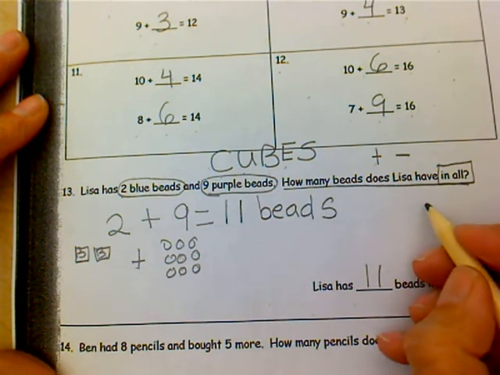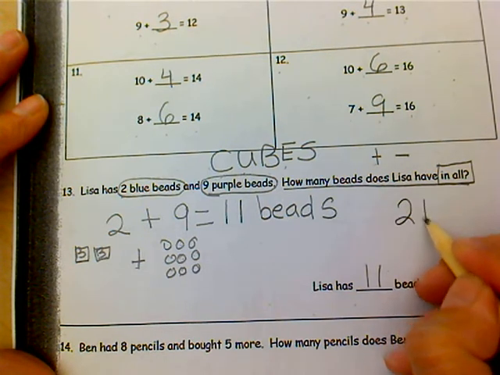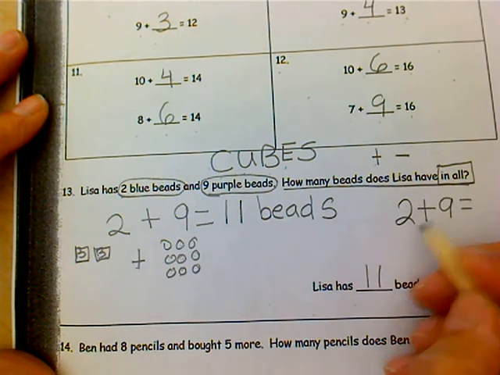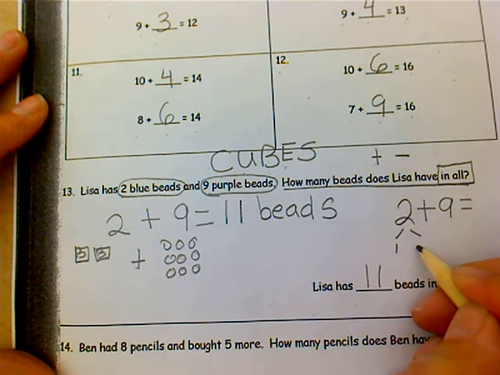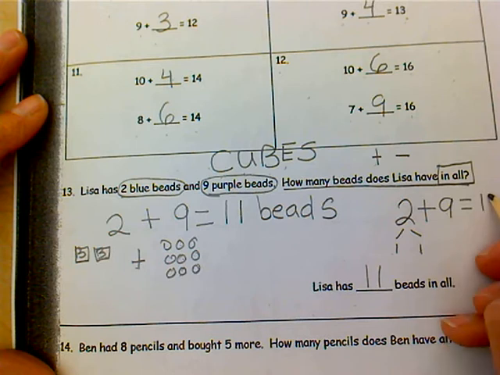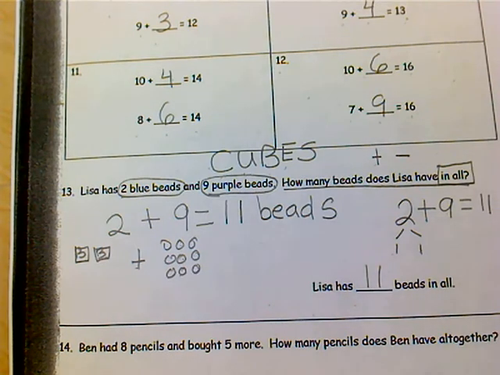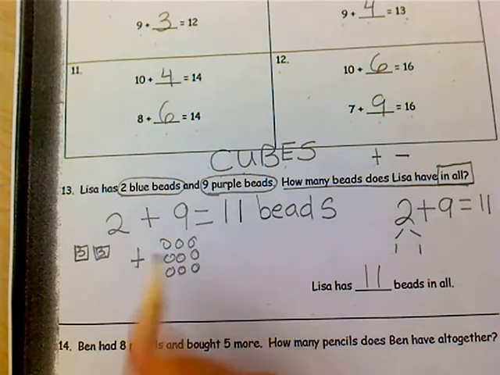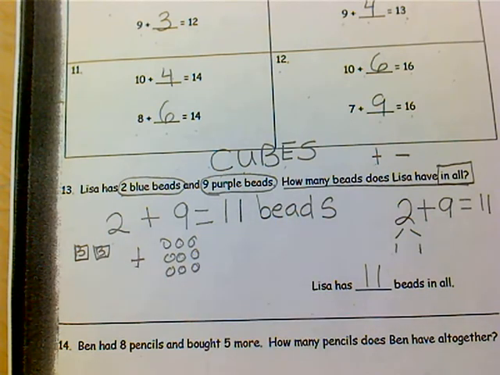Or I could have done this. I could have said 2 plus 9 equals, break this apart, 1 and 1. 1 plus 9 is 10, plus 1 more is 11. So there's a lot of different ways that I could have solved that problem. But for me, that was pretty easy, and probably for you too.